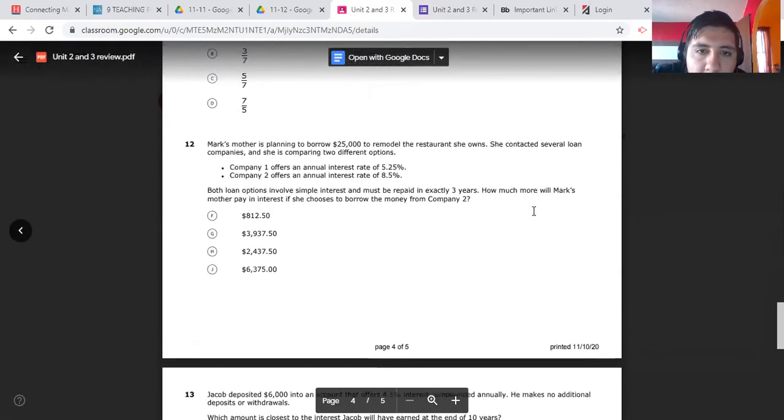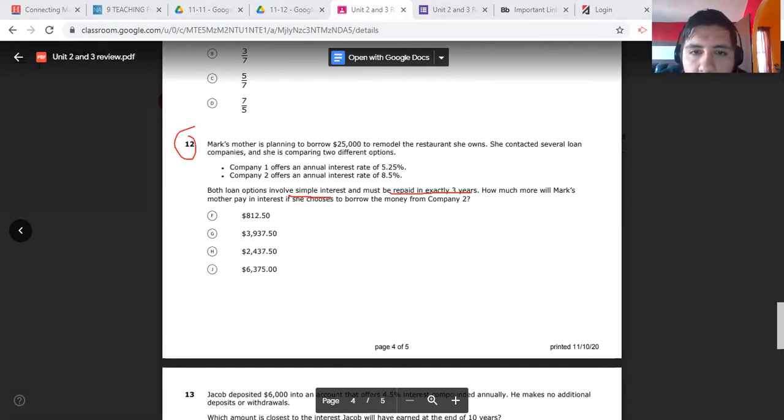So let's come over here to these compound interest and simple interest problems. So looking at number 12, it says, Mark's mother is planning to borrow $25,000 to remodel the restaurant she owns. She contacted several loan companies and she's comparing two different options. One offers 5.25% and the other one offers 8.5%. So both are simple interest and they must be paid back in 3 years. Okay.